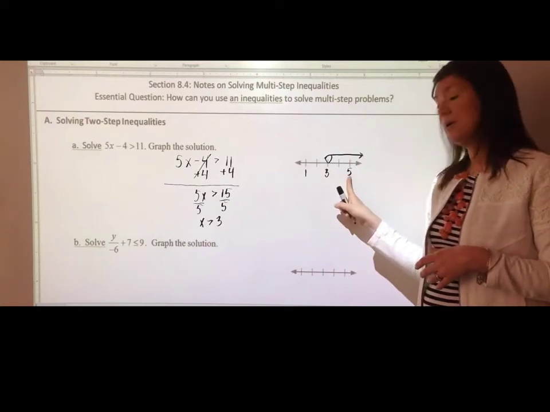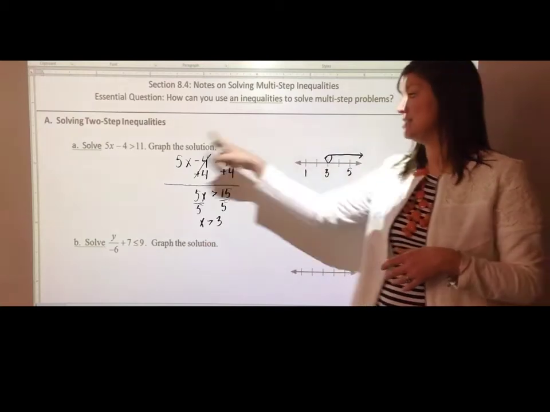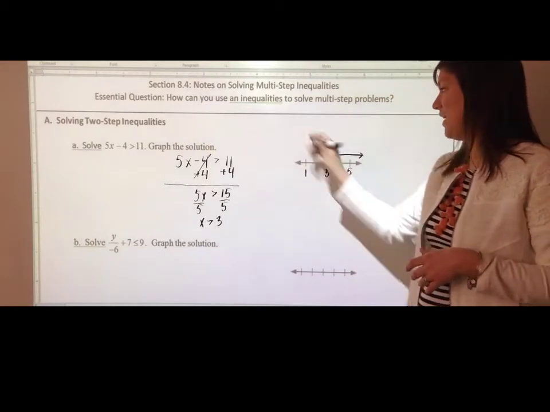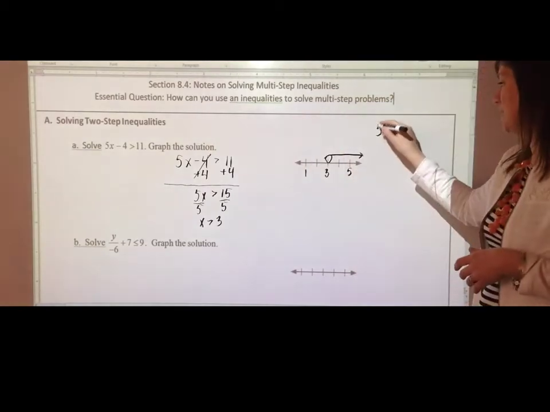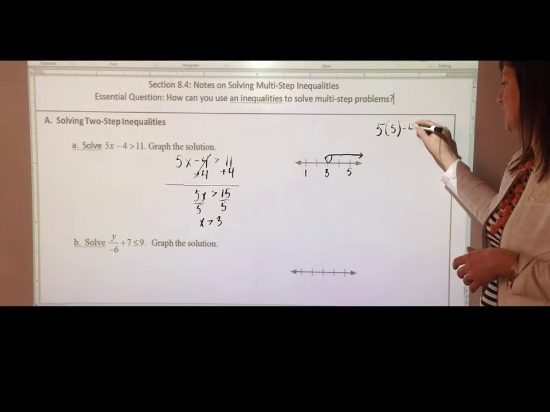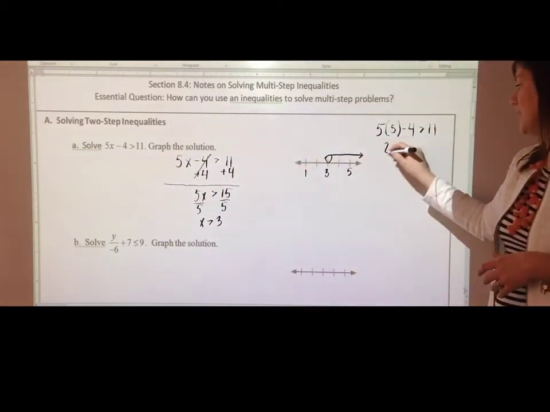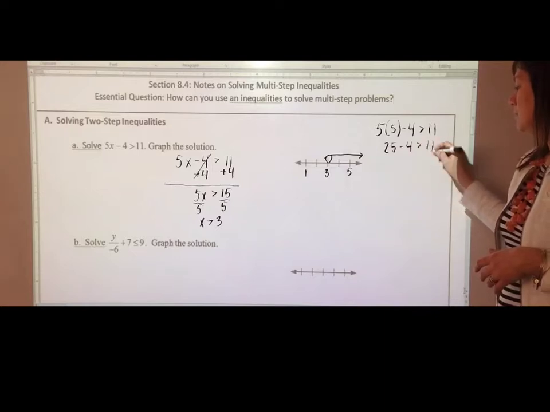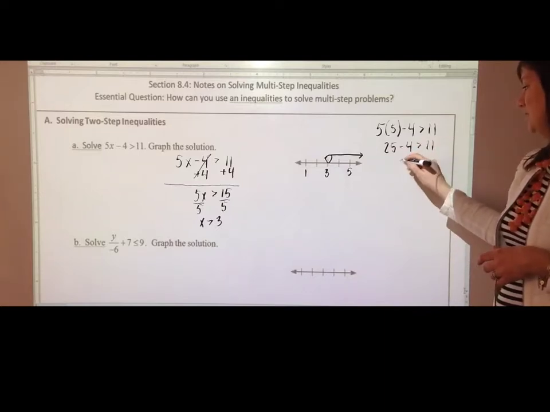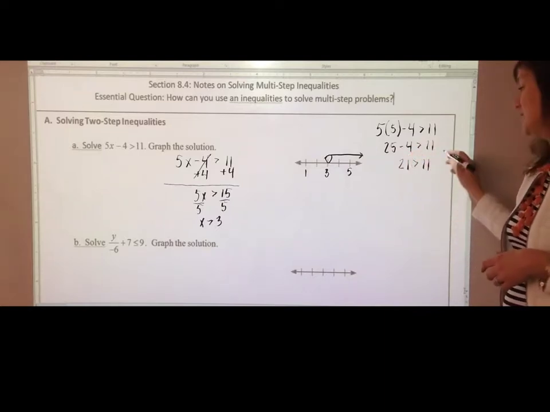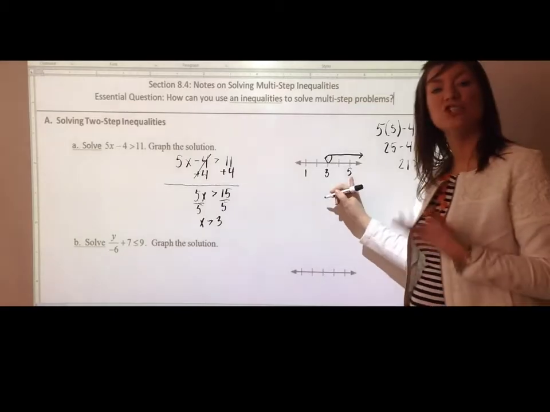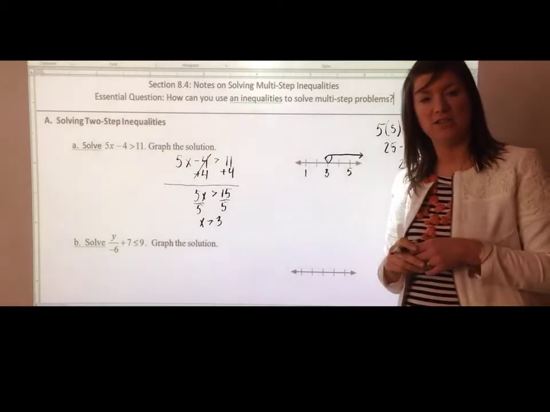If you choose a number from your shaded region and sub it in, so if I'm going to choose 5, I'm going to check to make sure I shaded the correct region. So I'm going to plug 5 into the original inequality and quickly isolate. So 25 minus 4 is greater than 11. 21 is greater than 11. Since it's a true statement, I know 5 should be in the shaded region, and I shaded the correct way.